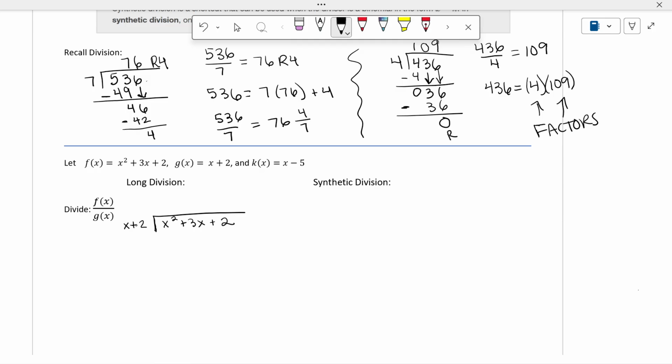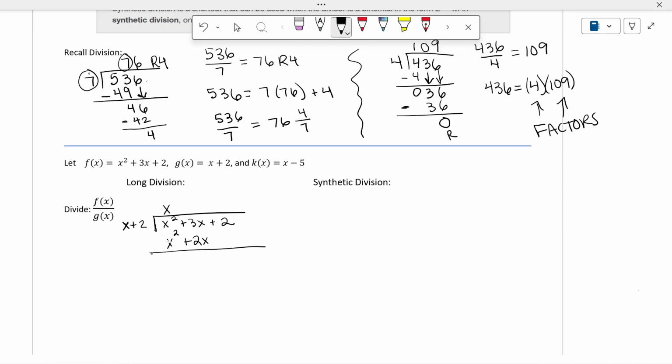Okay, now it's a little bit different than it was with the numbers because we have to think about the variable x. I am going to not really focus on the plus 2. I'm going to focus on what do I need to multiply x by to get to x squared. I need to multiply by x. So now I multiply those two together. Just like here how we did 7 times 7, I'm going to do x times x plus 2, and I get x squared plus 2x.